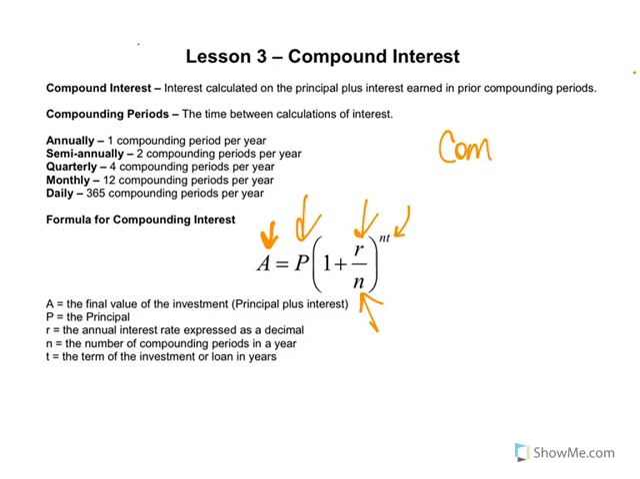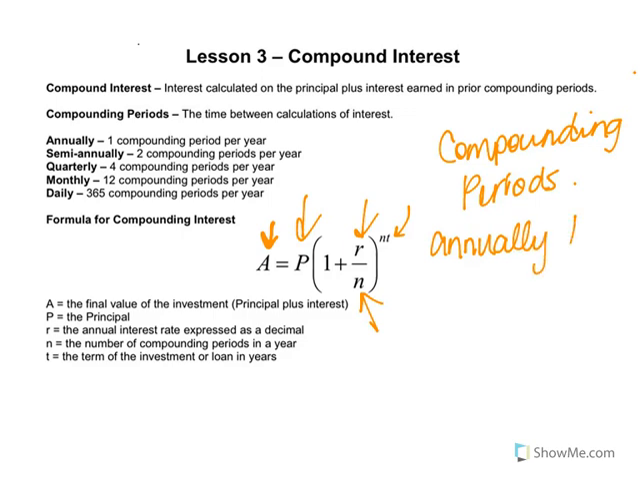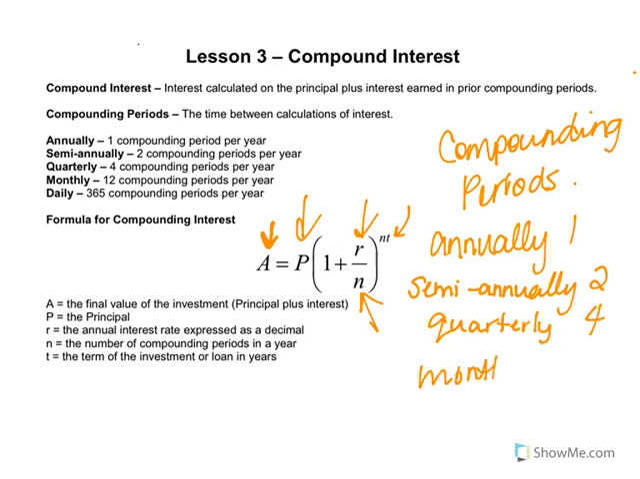So compounding periods, we're going to go through the common ones. Annually means once a year. So that means at the end of the year it banks your money and now it's calculating the new year with more money. Semi-annually is twice a year. Quarterly is 4 times a year. Monthly is 12 times a year. And daily is 365. So those are your options right there.